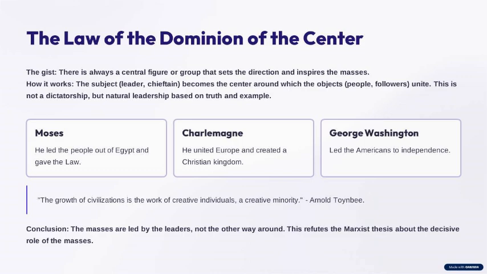And here we see an important principle. A leader becomes the center not because they forcefully seize power, but because people voluntarily recognize their authority. This is the law of dominion through the center. It operates in politics, in economics, in culture, in science, everywhere there is forward movement.